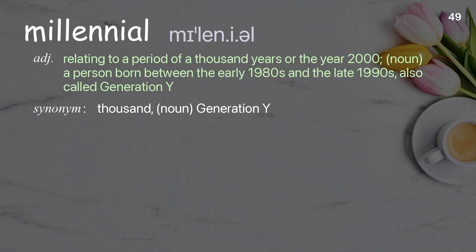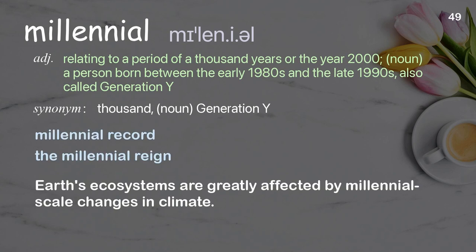Millennial. Relating to a period of 1,000 years or the year 2000. Noun: a person born between the early 1980s and the late 1990s, also called Generation Y. Examples: Millennial record. The millennial reign. Earth's ecosystems are greatly affected by millennial-scale changes in climate.